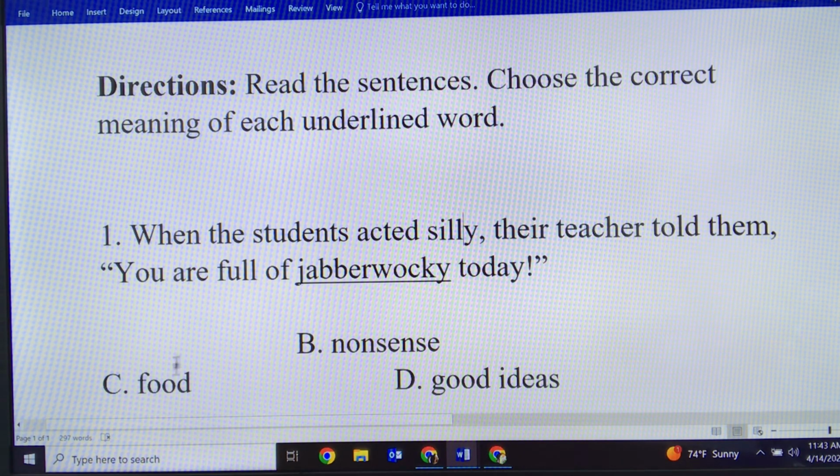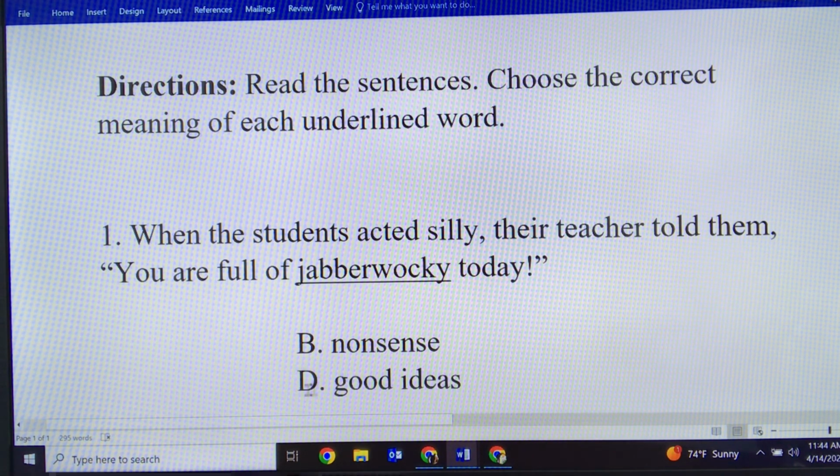So you are full of food today. Again, that doesn't really make sense. If the kids were complaining about stomach aches, then it would make sense that they were full of food, but that's not what the context says. The context says that the students are acting silly. And so I'm going to go ahead and eliminate choice C.